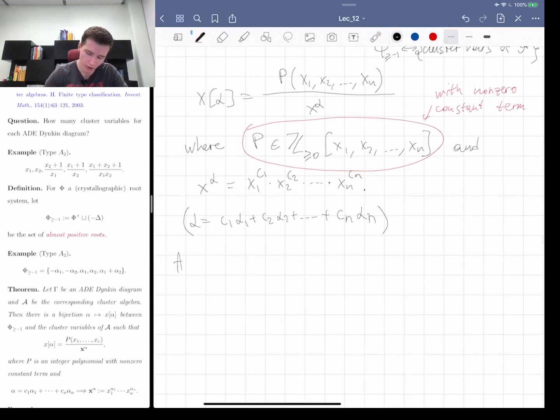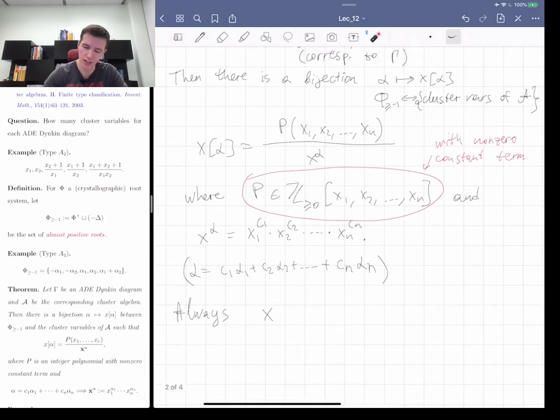So we always have, remember you have the notation x bracket alpha, so x bracket negative simple root is just going to be the corresponding initial cluster variable. Okay. Yeah, so this is nice.